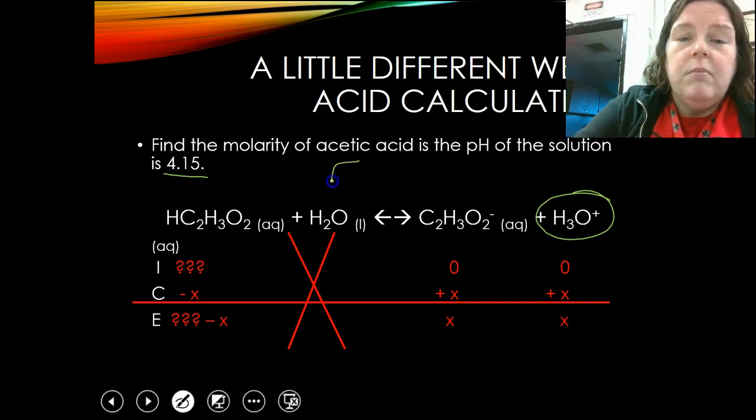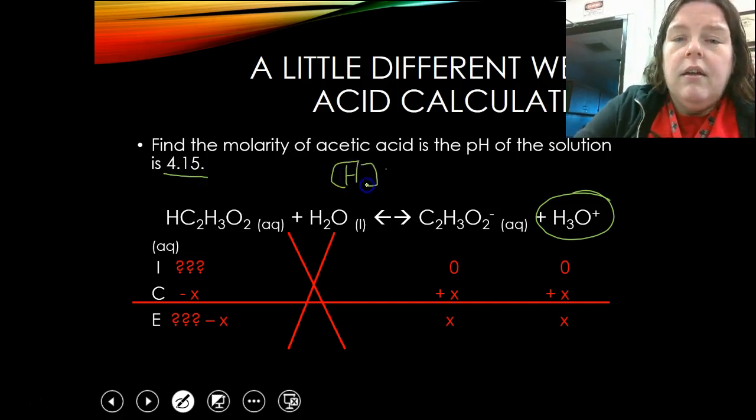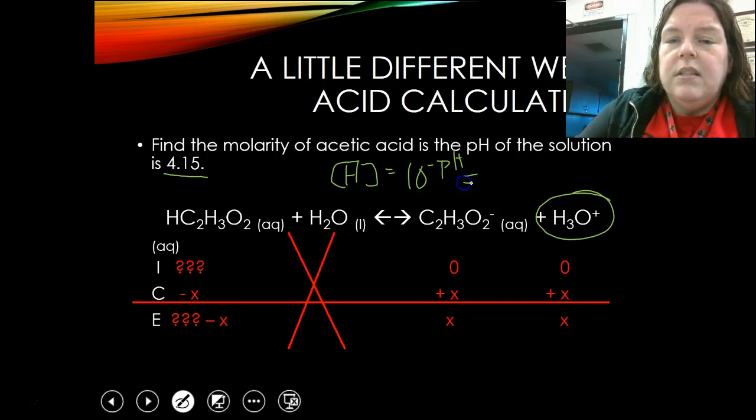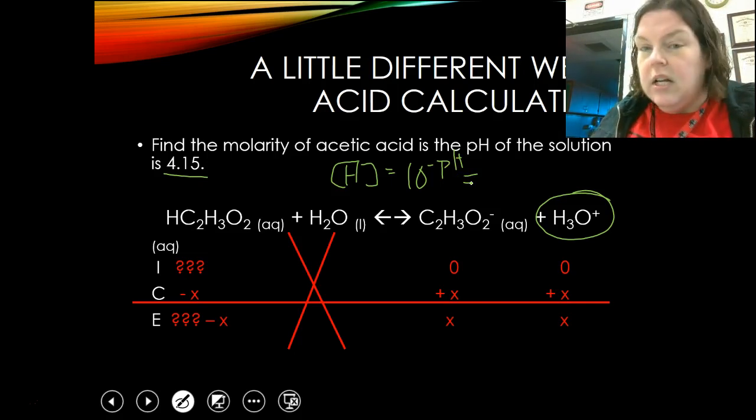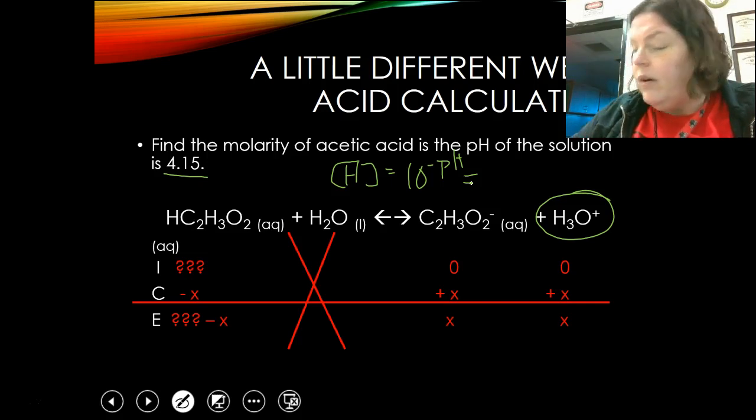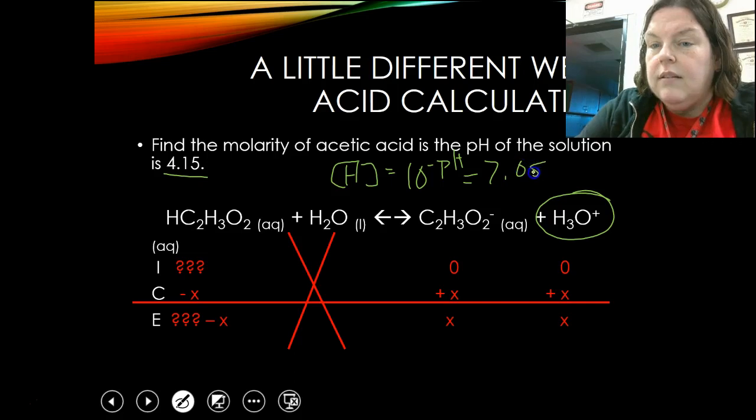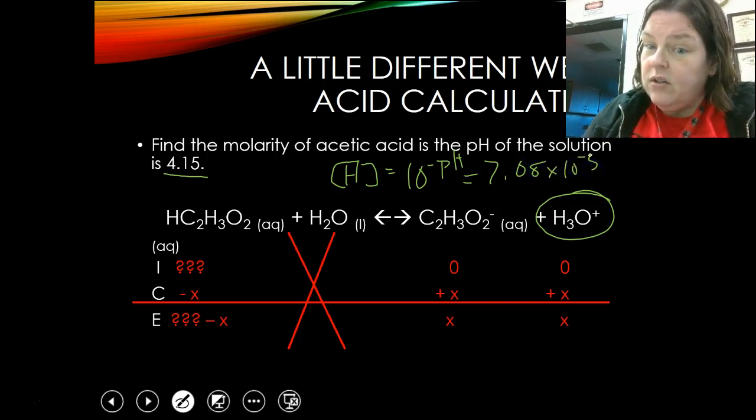The concentration, remember, is equal to 10 to the negative pH. Okay, so I know that the H plus concentration is 10 to the negative, sorry, I can't use my calculator today, 10 to the negative 4.15. So I know that this concentration is 7.08 times 10 to the negative 5th. I know that concentration.